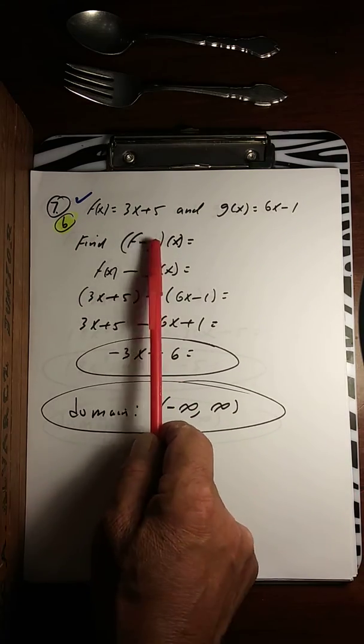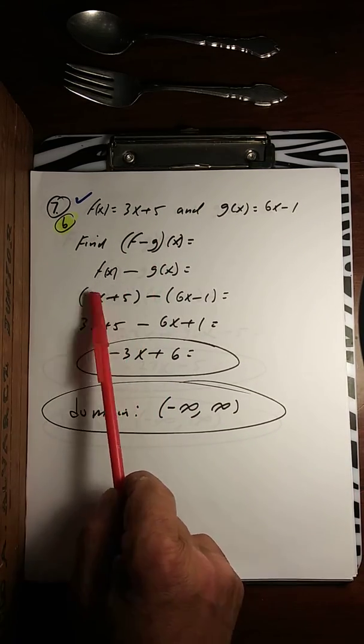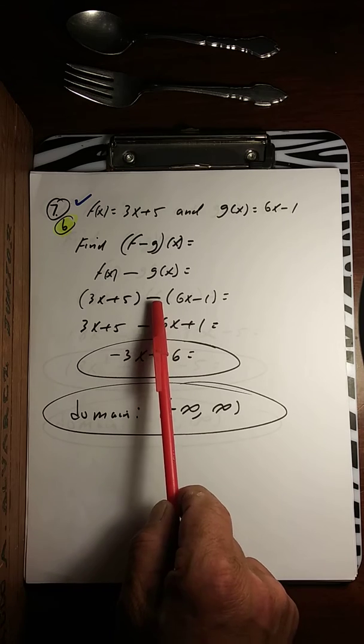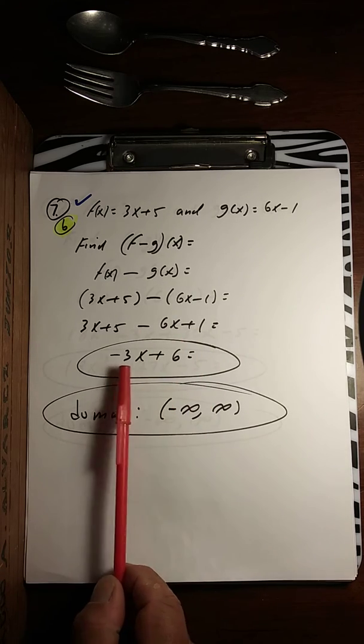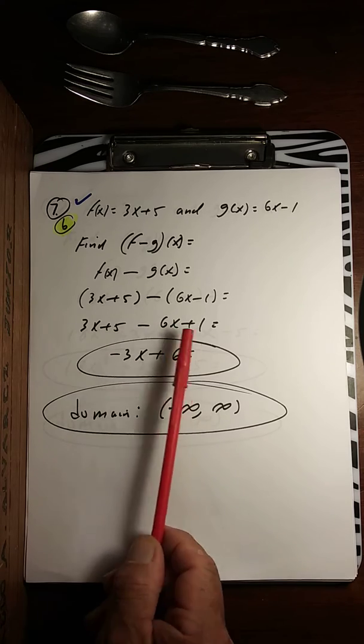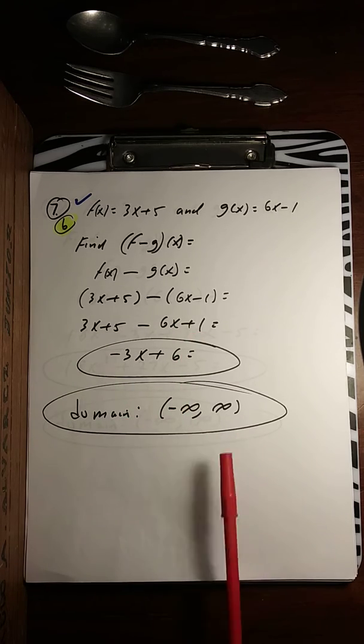F minus g of x means f of x minus g of x. This one minus that one. Copy this. Change this negative to that. Negative times negative is positive. So we have negative 3x plus 6. Put these together. Domain negative infinity to infinity.